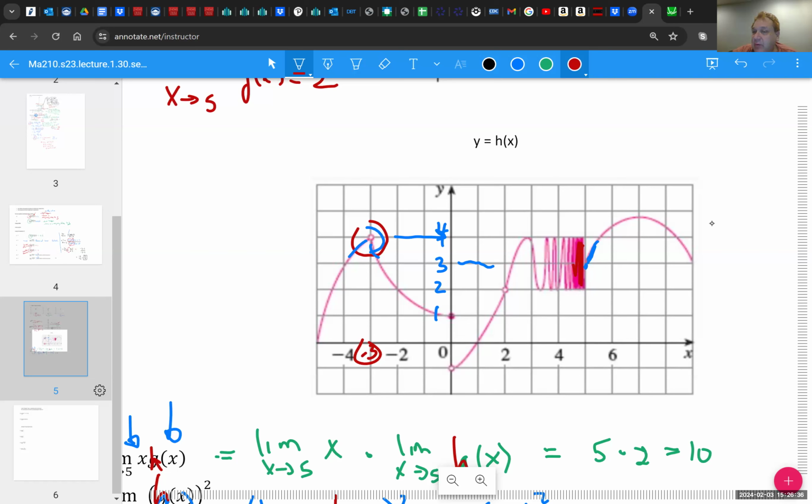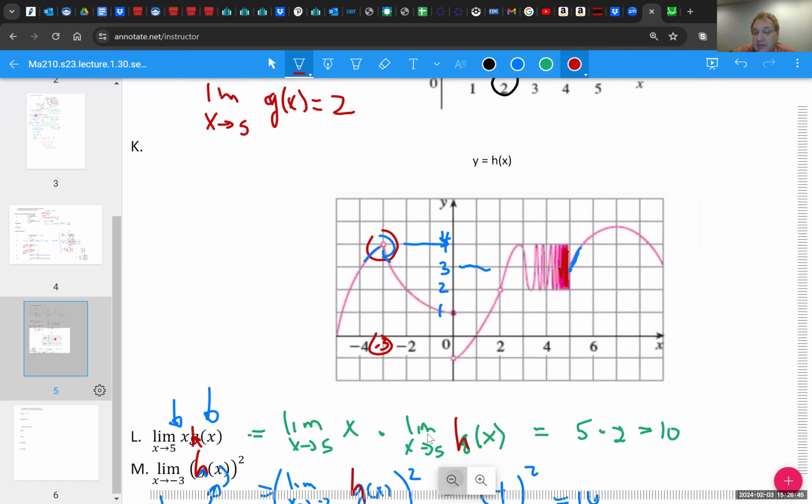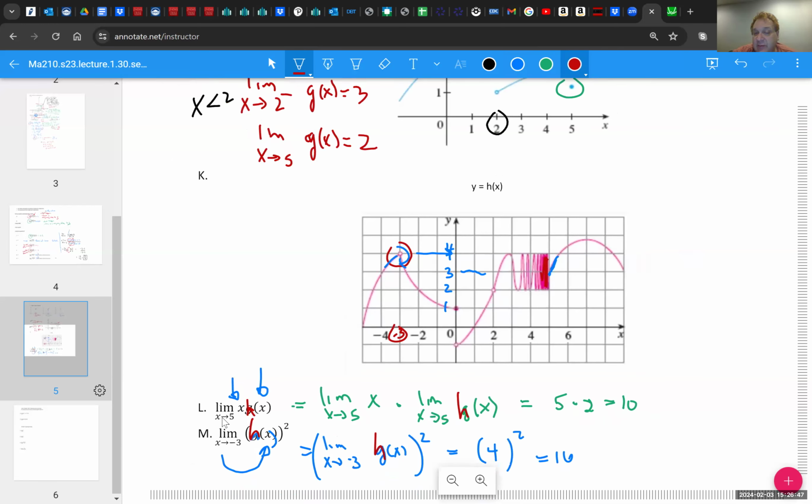And limits have to agree on both sides in order for the limit to exist. If we're doing a two-sided limit, a normal limit, the two sides have to agree. This right here is a two-sided limit, x approaches 5. So because the h(x) function doesn't agree on the right and left, the right side says it's 3, the left side says I'm not really sure what it is, then we would say this thing does not exist.